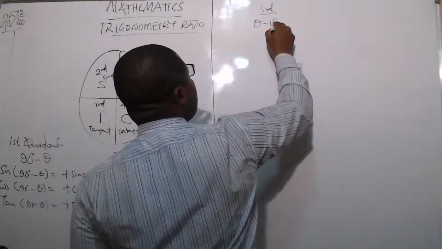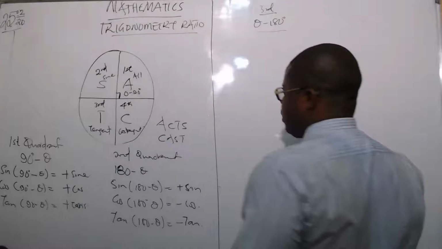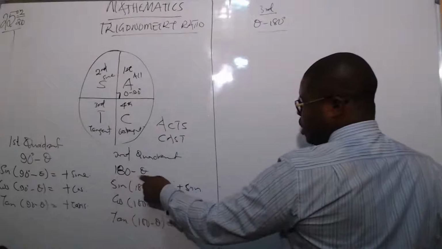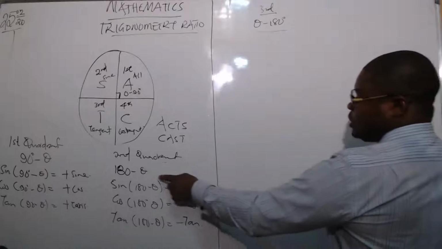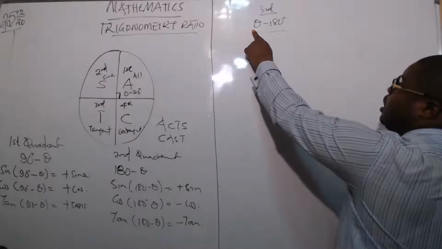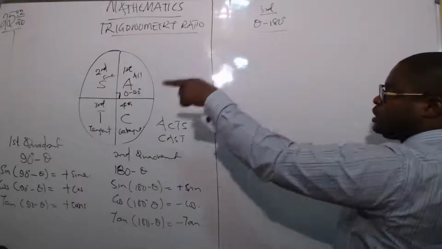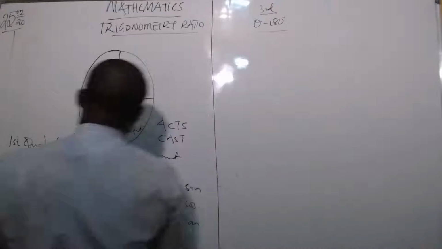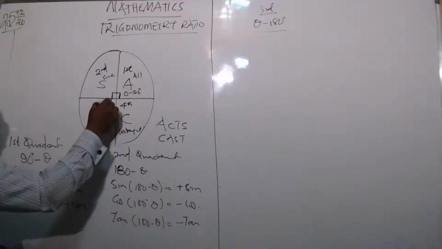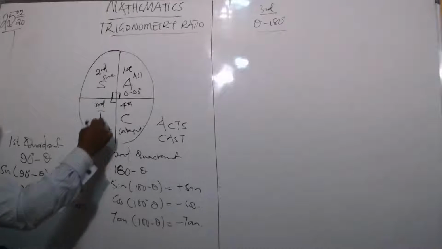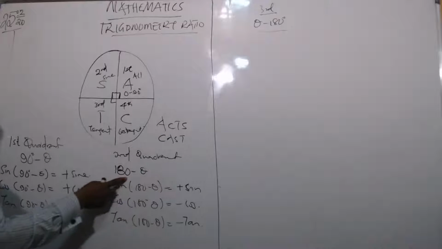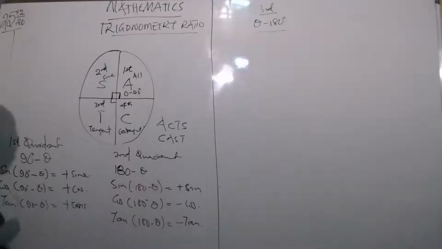Now we're going to have theta minus 180. Take note of something here. Here we're having 180 minus theta. That means theta is less than 180, while here theta is greater than 180. That's the third quadrant. Come back to this quadrant. Now we have 90, another 90 is 180, another 90, we have 270. So that is why theta is greater than 180. Compared to this, 180 is greater than theta.